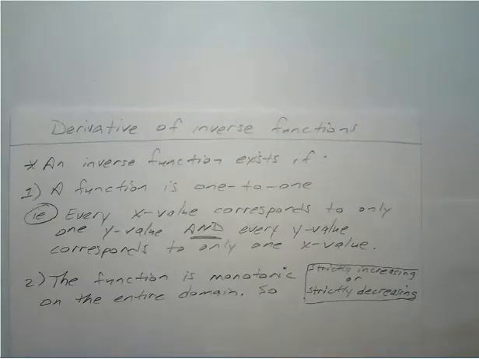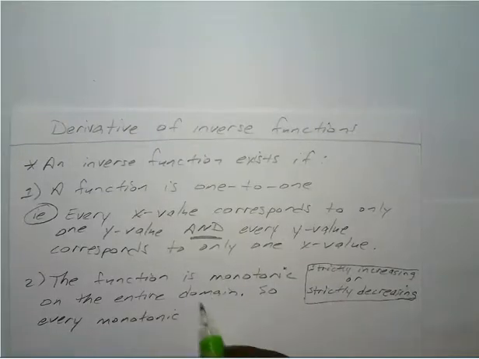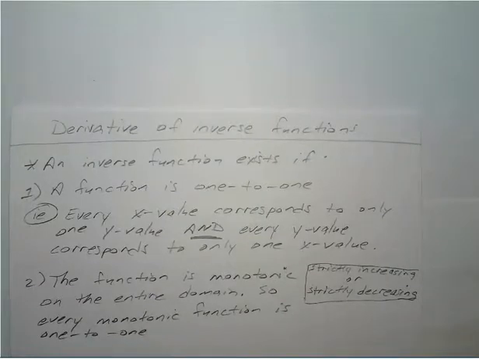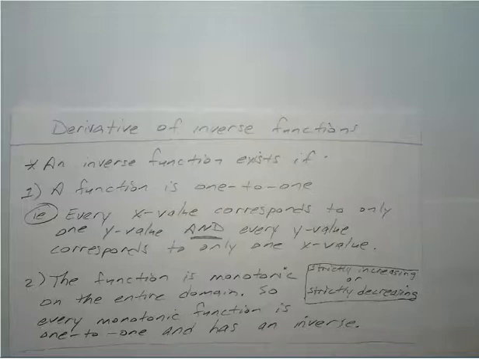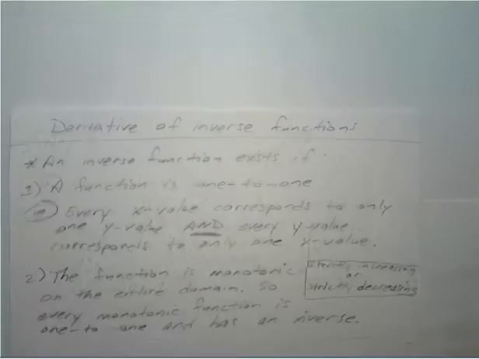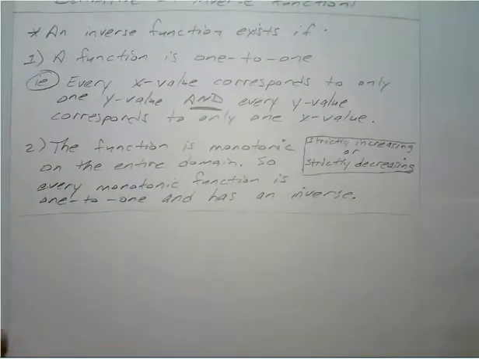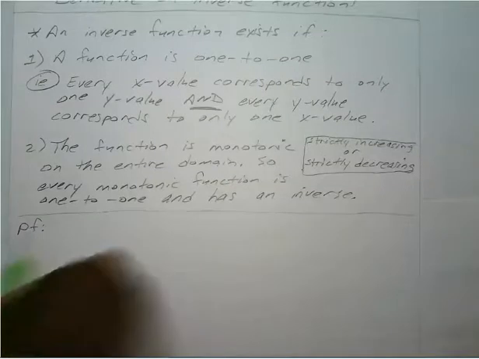So every monotonic function is one to one and has an inverse. All right, so how do we know that's true? Well, we can go ahead and prove it.